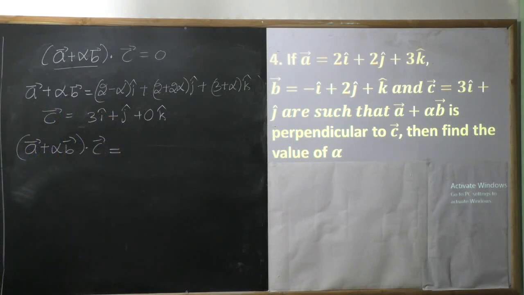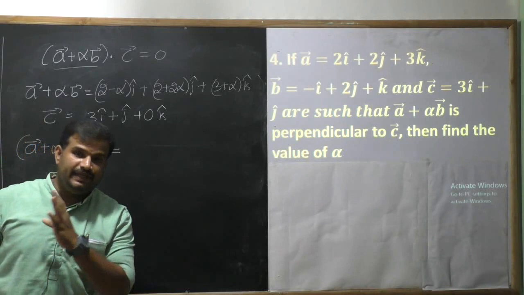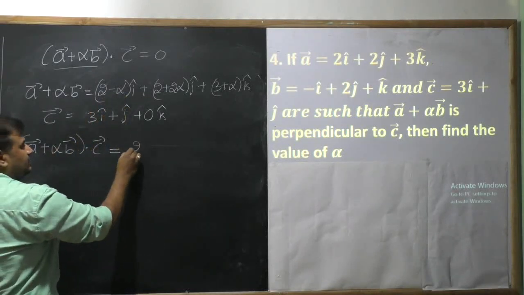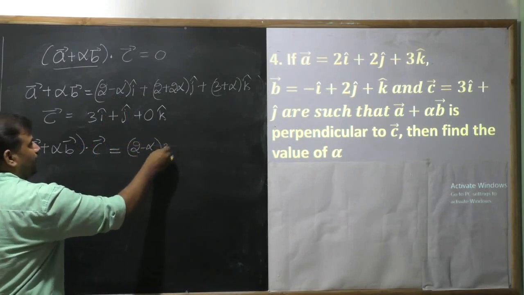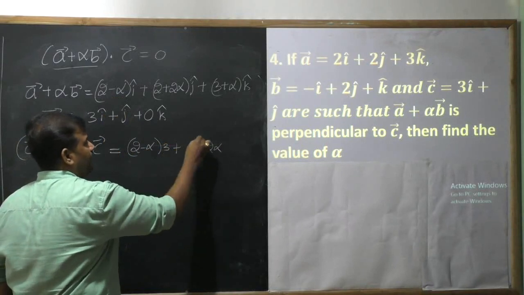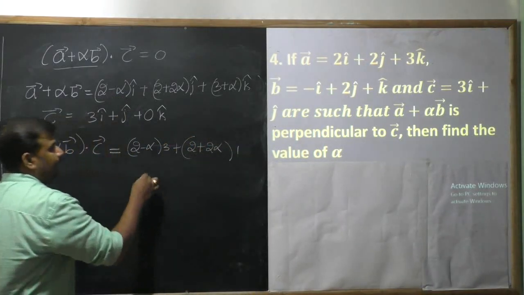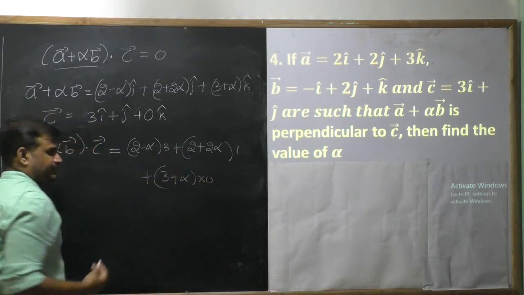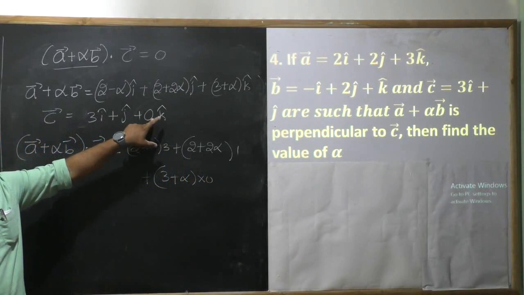If vectors are given in component form, I am reminding again, if vectors are given in component form, then the dot product is a1 b1 plus a2 b2 plus a3 b3. Likewise, this is 2 minus alpha into 3 plus 2 plus 2 alpha into 1 plus 3 plus alpha into 0, because the z component is 0.